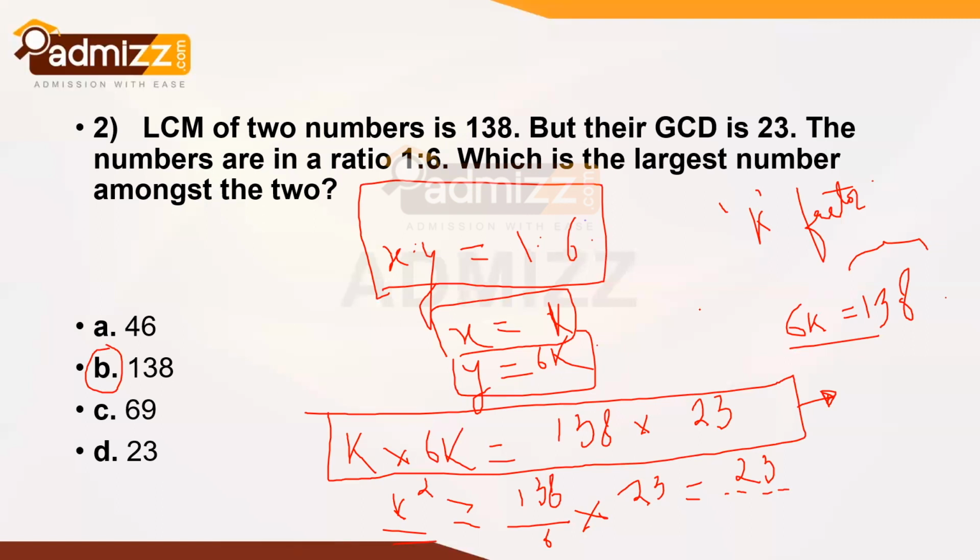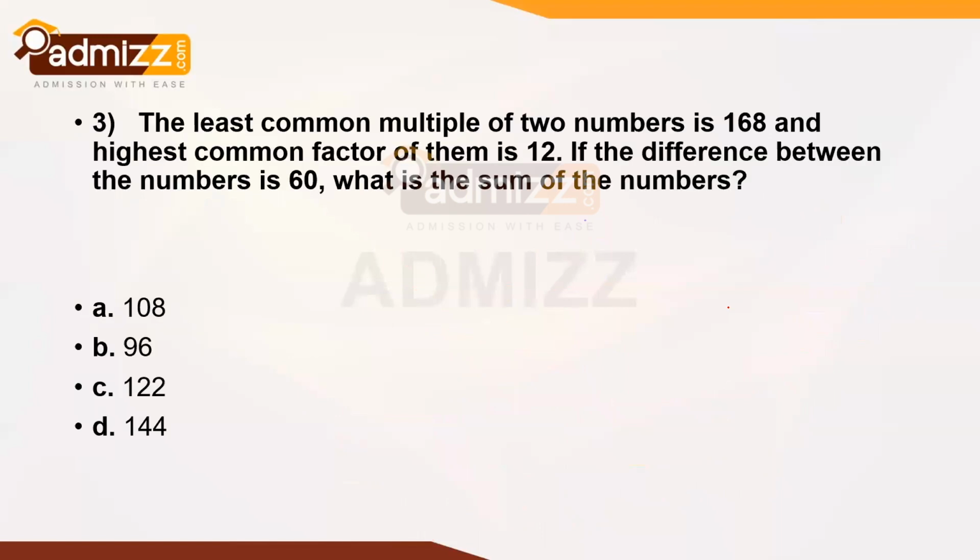All right, so we'll be taking a look at other problems, and hopefully that'll clear out your confusions. All right. Now take a look at this. The least common multiple of two numbers is 168, and HCF is 12. If the difference between the numbers is 60, what's the sum of the numbers, right? All you guys need to do in this case is remember that formula, then everything comes out easy.